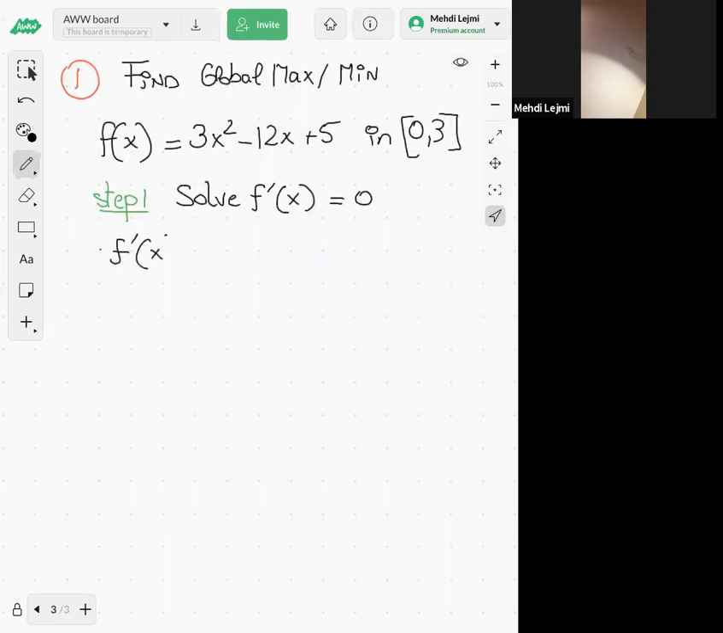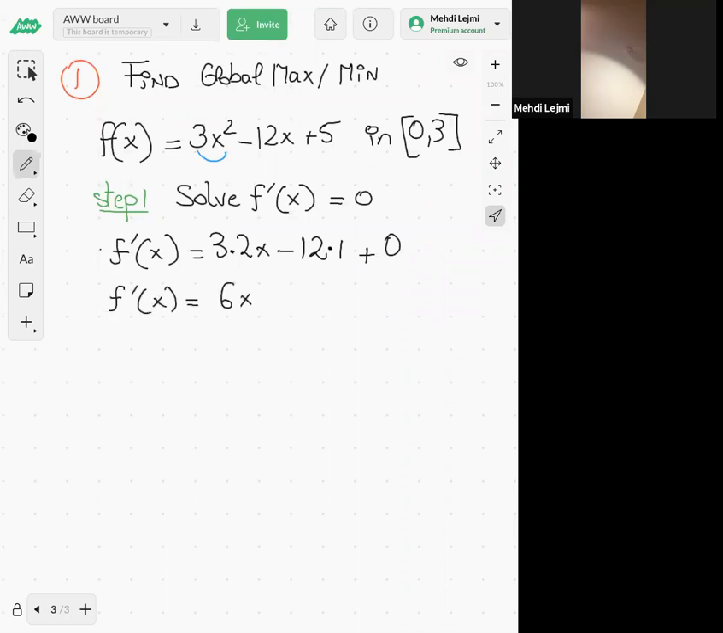So what will be f prime of x? 3x squared is a constant times x squared, so we keep the constant 3 times the derivative of x squared. Bring down the power and subtract 1 from the power, so there'll be 2x. Minus 12, keep the constant, times the derivative of x, which is just 1. Then there's a constant by itself, so its derivative is 0.